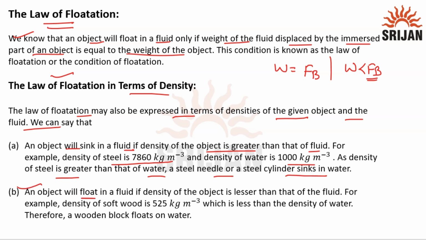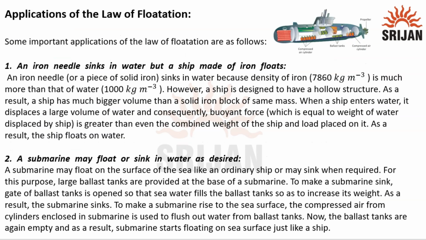Next, an object will float in a fluid if the density of the object is lesser than that of the fluid. For example, the density of soft wood is 525 kg per meter cube, which is less than the density of water. Hence, the wooden block floats on the water. Next, we will consider the applications of flotation.